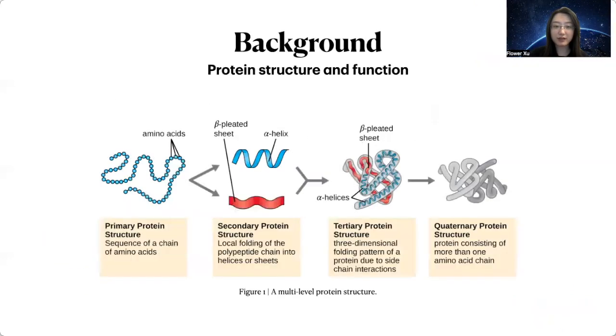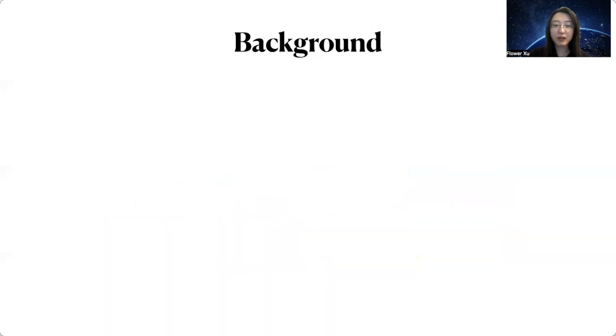Protein structures determine their functions. They are composed of one or several chains of amino acids, which fall into specific conformations to enable various biological functions. As shown in the figure, proteins can be defined using a multi-level structure.